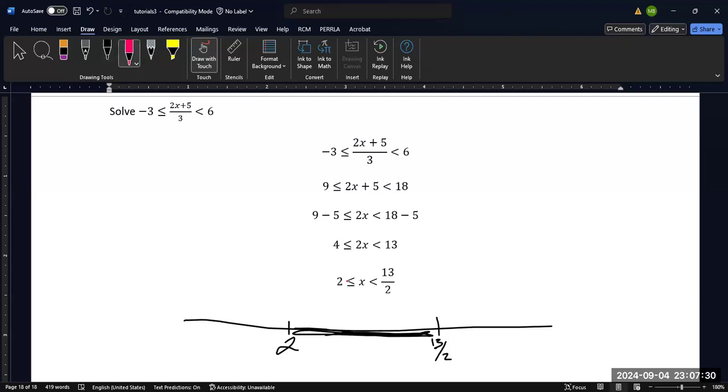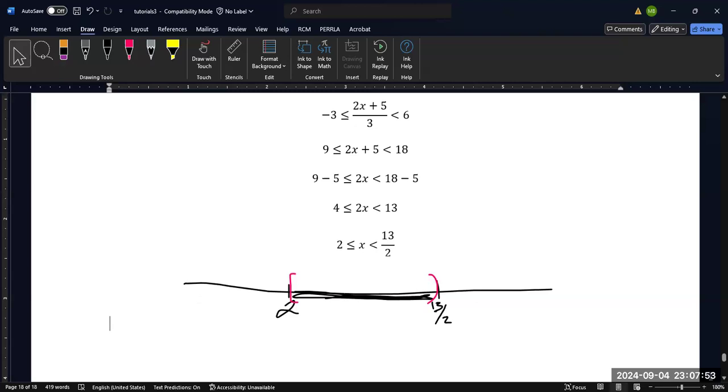What do I do on the ends? Well, the one on the left has an equality sign. So I either use a closed circle or filled in circle, or I use a square bracket. And then when there is no equal sign, I use a round parenthesis, or I can also use an open circle.